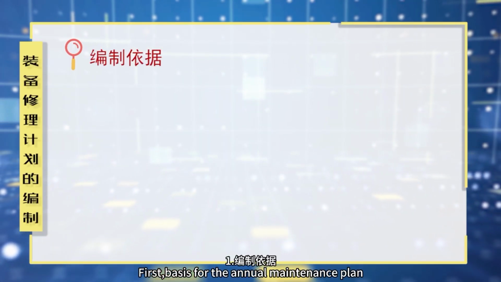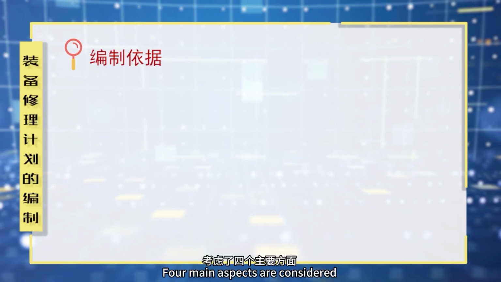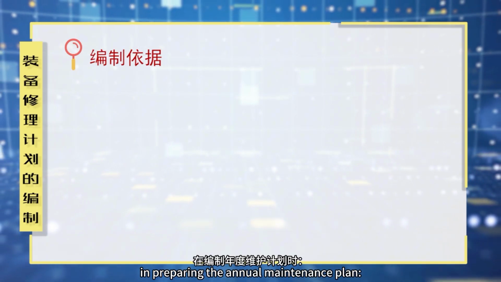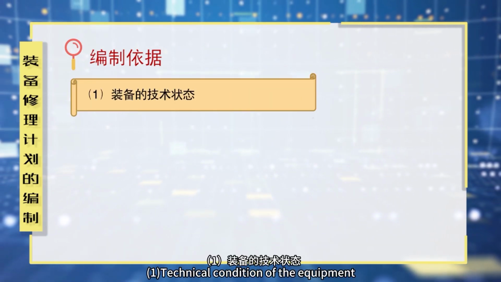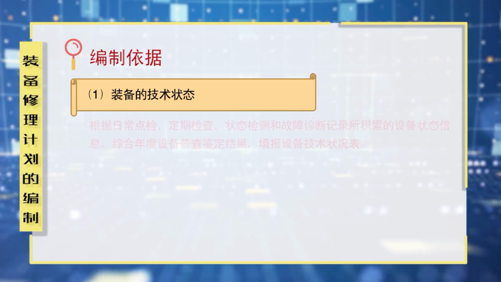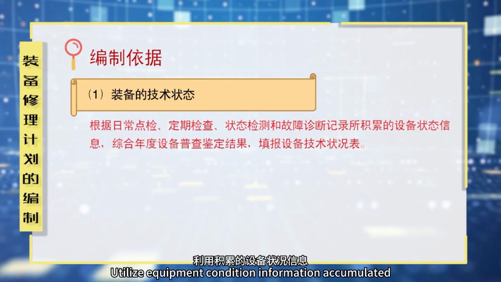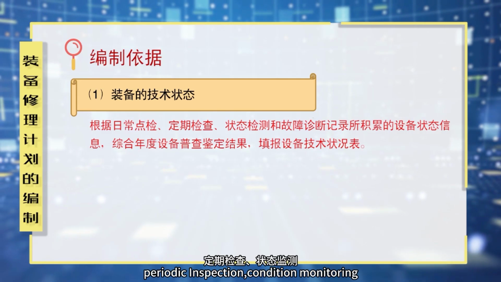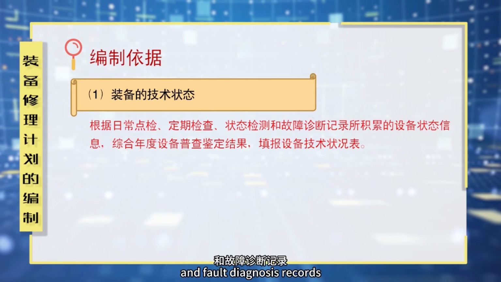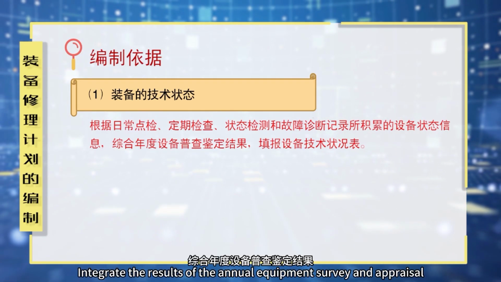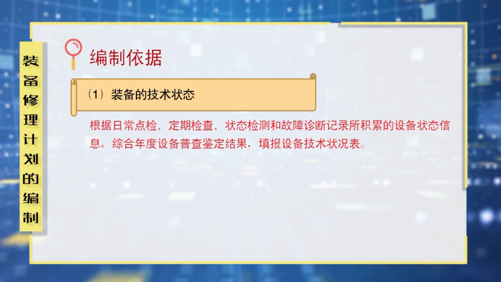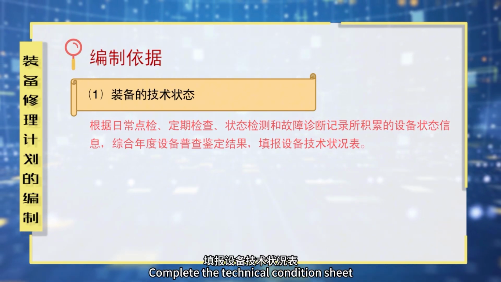First, basis for the annual maintenance plan. 4 main aspects are considered in preparing the annual maintenance plan. First, technical condition of the equipment. Utilize equipment condition information accumulated from daily inspection, periodic inspection, condition monitoring, and fault diagnosis records. Integrate the results of the annual equipment survey and appraisal. Complete the technical condition sheet.